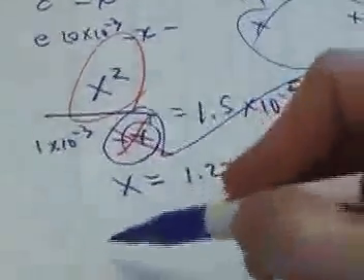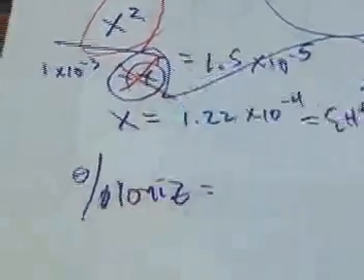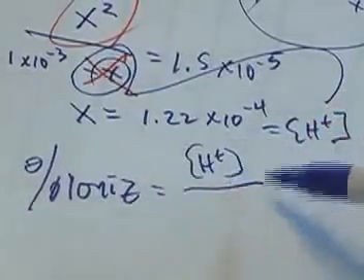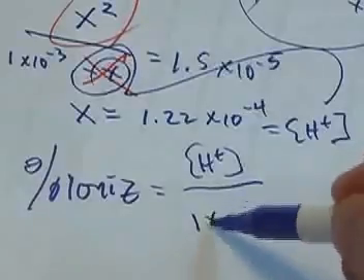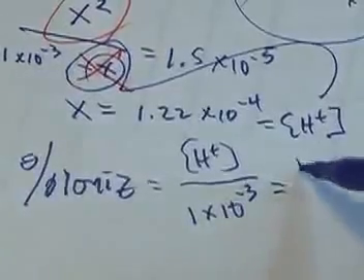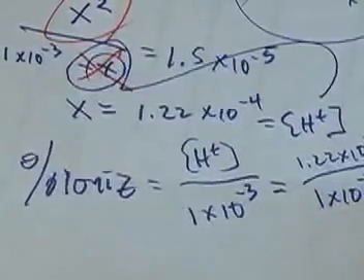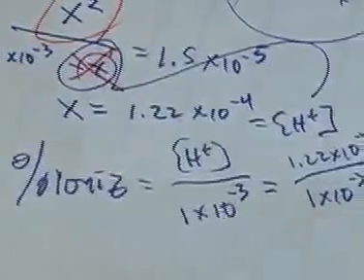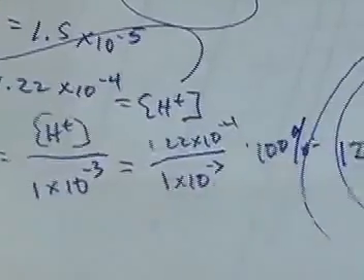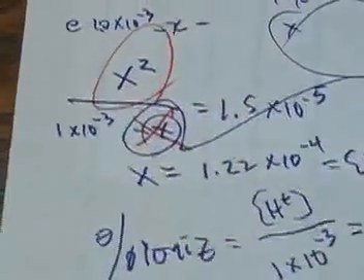But the question asked us for the percent ionization, and the percent ionization will tell us whether it was okay to ignore x. To do this, we take the H plus ion concentration at equilibrium and divide it by the original concentration, which was 1 times 10 to the negative third molar. So we put in 1.22 times 10 to the negative fourth divided by 1 times 10 to the negative third and multiply by 100%, and it turns out to be 12.2%. Uh-oh, we're over 5%, which means, bad news, you've got to go back to this equation.